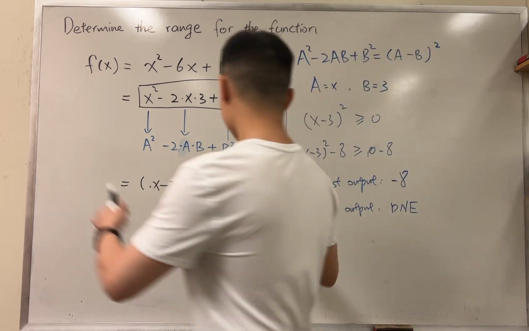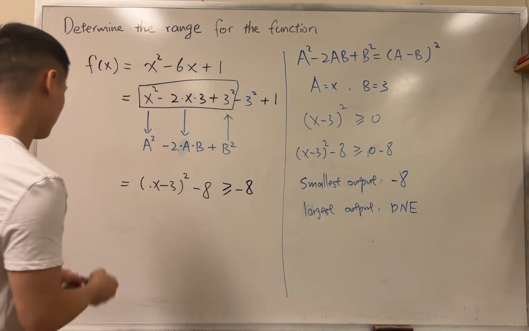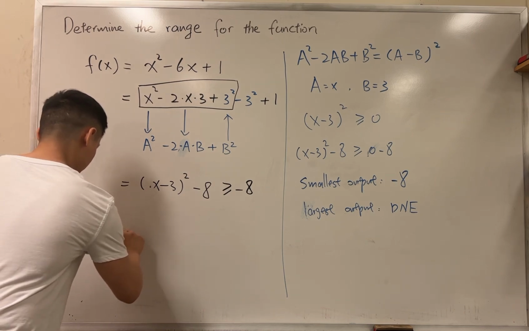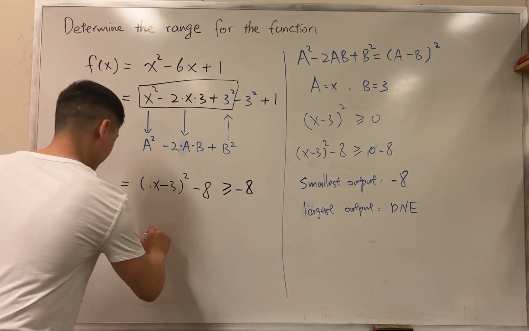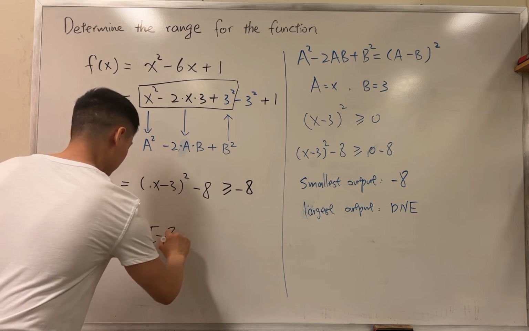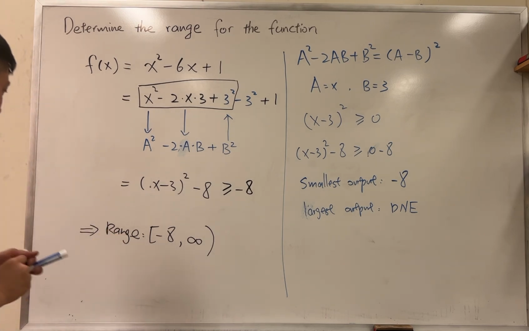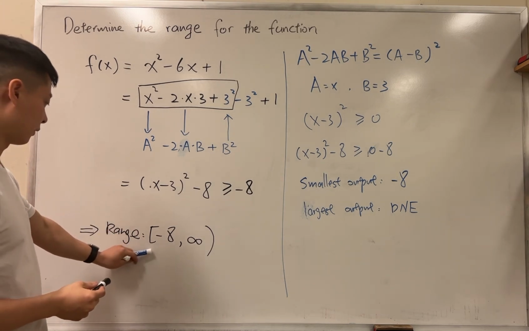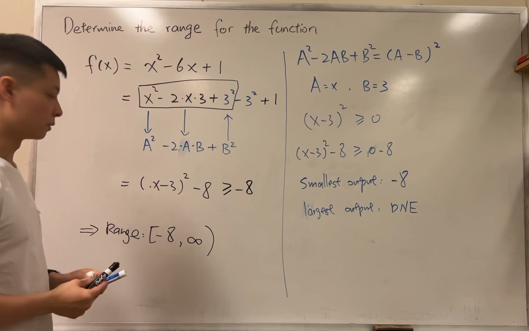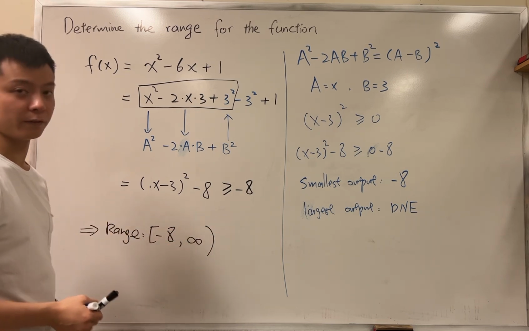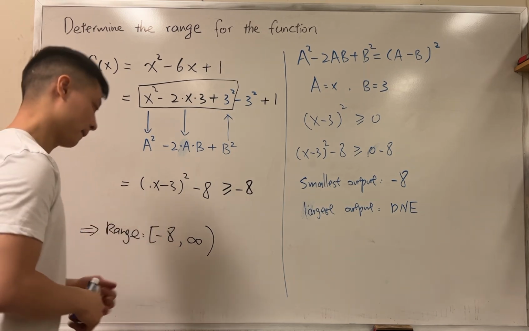And all of these things taken together will suggest our range is going to be from -8 to infinity. The square bracket here indicates that -8 is included, and then the rounded bracket here is for the infinity, which is not included.